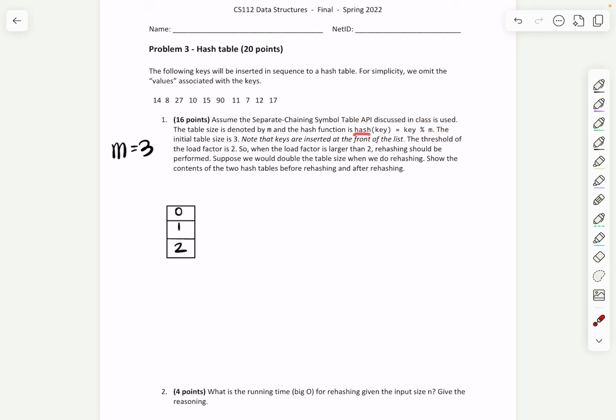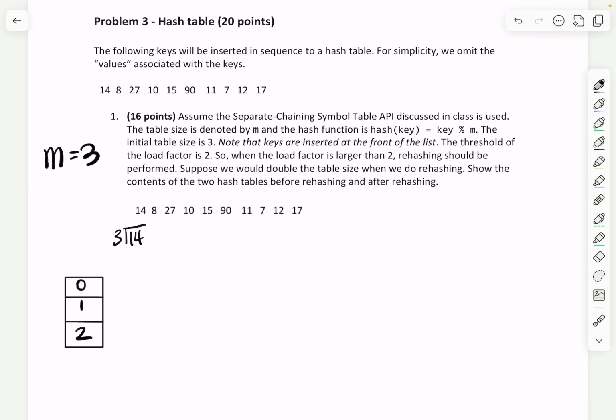It says to find the hash of any key. So let's say I want to find the hash for 14. I would plug in 14 here, and it tells me to take 14 divided by m. M is the size of your table. That's 3. And then its remainder, that is your hash. So let's try it out for the first one. I'm going to paste this down here, move this over here. So for 14 divided by 3, 4 times 3 is 12, remainder 2.